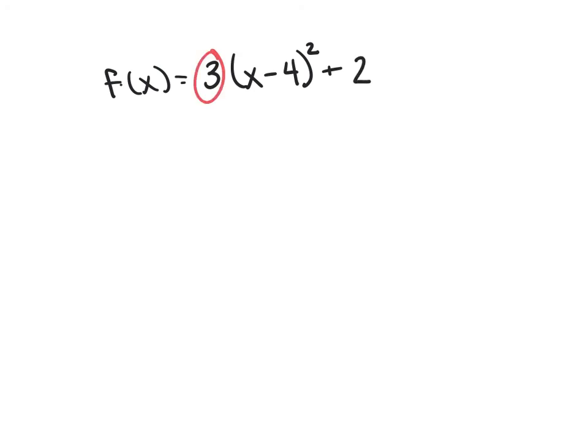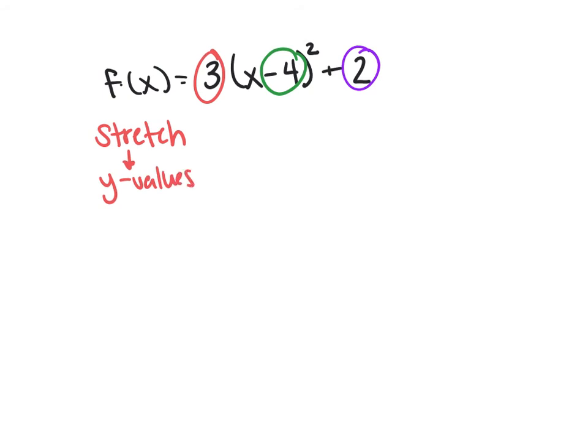So another example would be something like this. f of x is equal to 3 times x minus 4 squared plus 2. Notice everything in here is doing something to the graph. The 3, since it is greater than 1, is going to stretch the graph. And when we stretch the graph, we stretch the y value, because notice it's not affecting the x. It's going to stretch the y's.